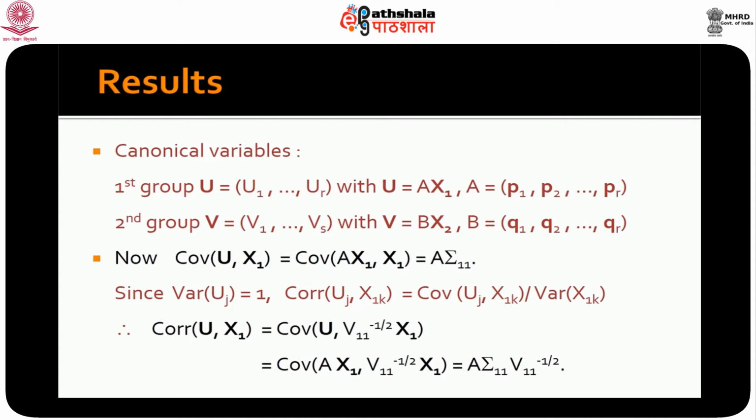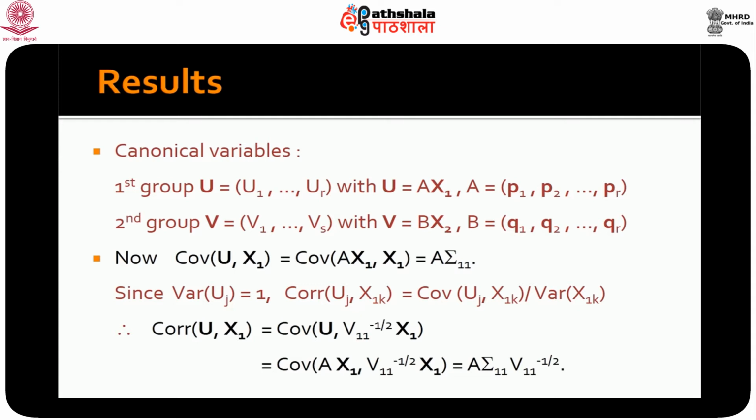But what about the implications of the results? First of all, how do I identify these canonical variables with the original variables? Let us have a look. So remember, I have U. U is basically the set of canonical variables that I have got. Since the first set x1 had R variables and the second set x2 had S variables, U would be of dimension R.